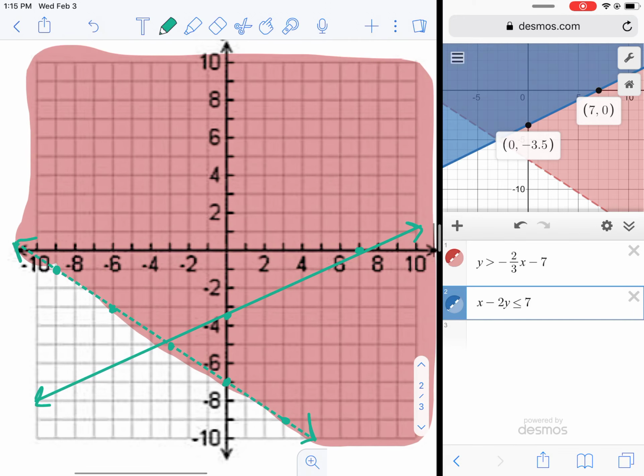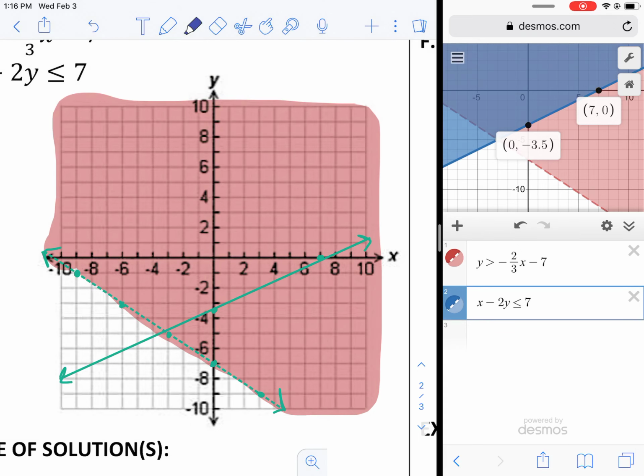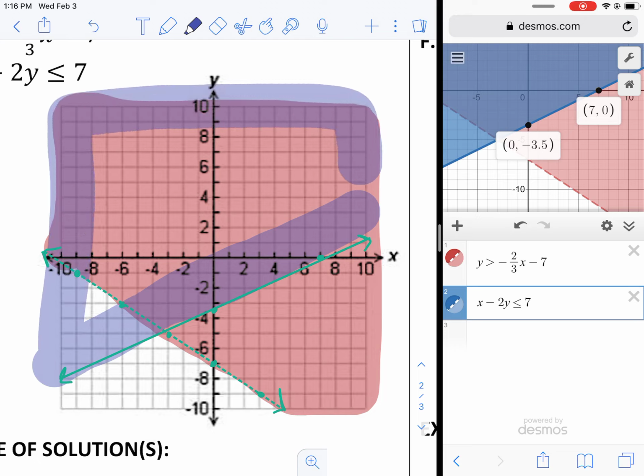And now this time we're shading greater than, so we're shading above. So I'm gonna match the colors with that. I want to shade above this second line. And so what you're actually looking for is where the shading overlaps, all right? Because you're looking for the area that satisfies both lines.